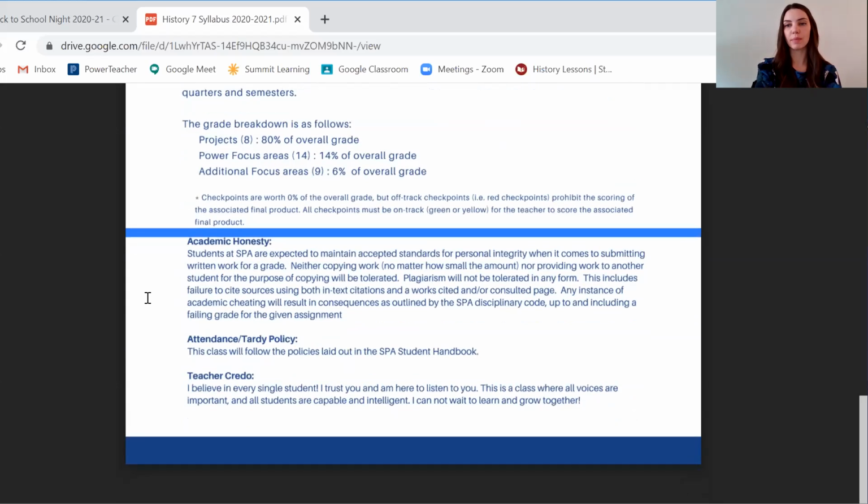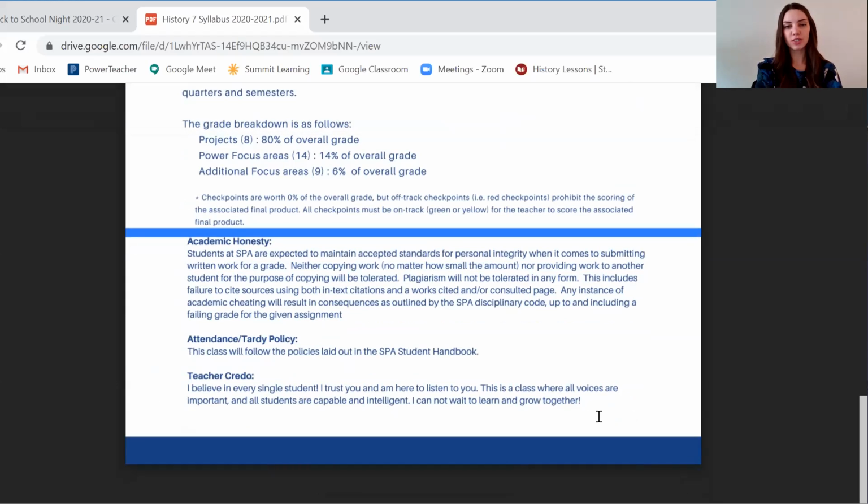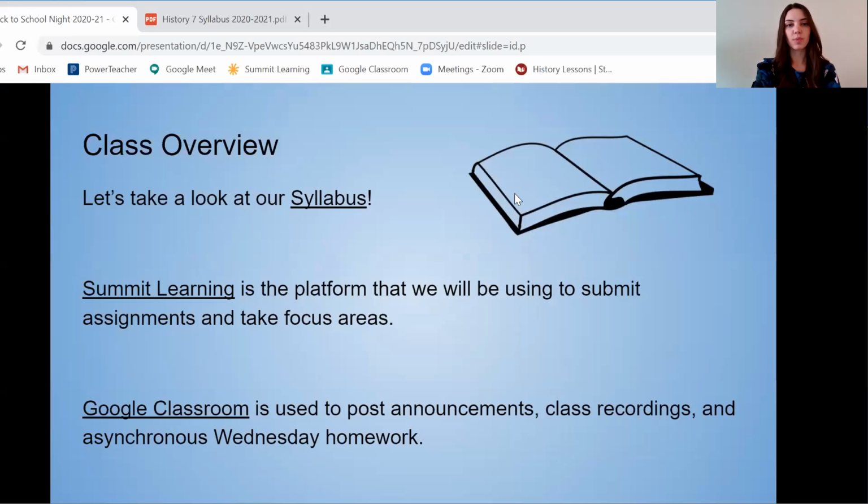I also follow the Academic Honesty Handbook from SPA, and this is my teacher credo. I believe in every single student, and I'm here to listen to your students. And in our class, all voices are important, and I'm just really excited to grow and learn together.